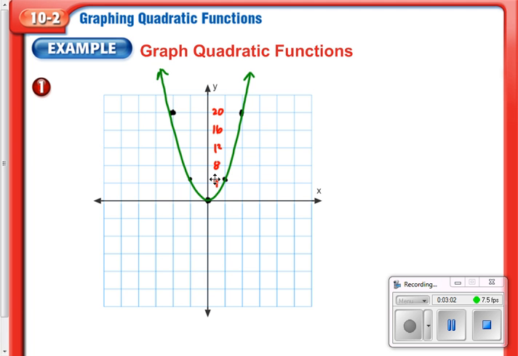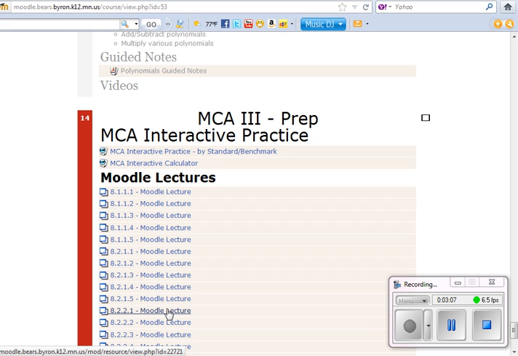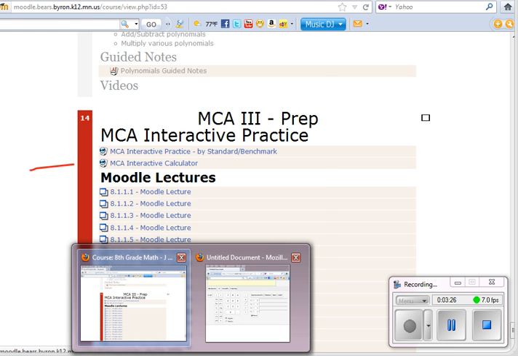Another way to check this is I also have a link on the Moodle site. If you look on the Moodle under MCA Prep, there's a spot that says MCA Interactive Calculator. Right at the top, go ahead and click that link and you'll have the calculator that you actually use on your MCA test. So it's good to become acclimated to that calculator for the test.